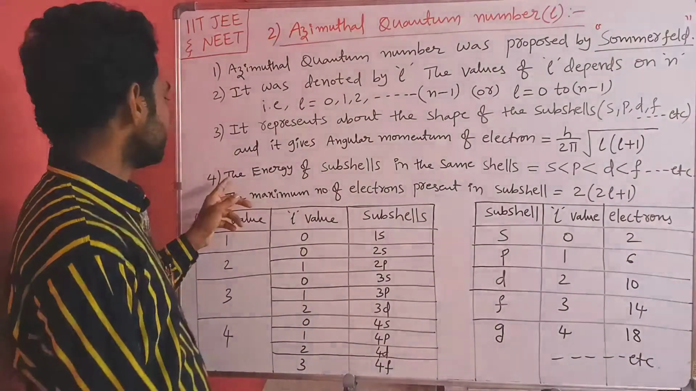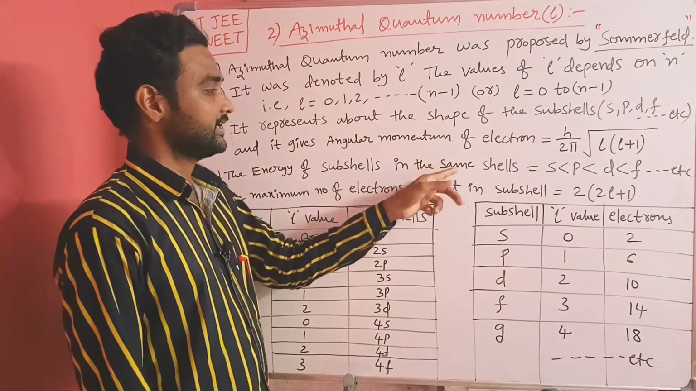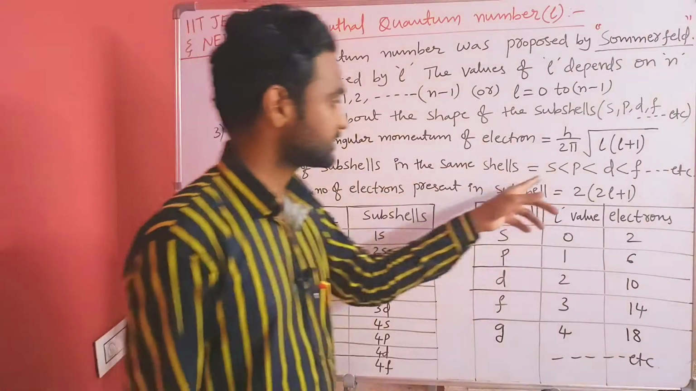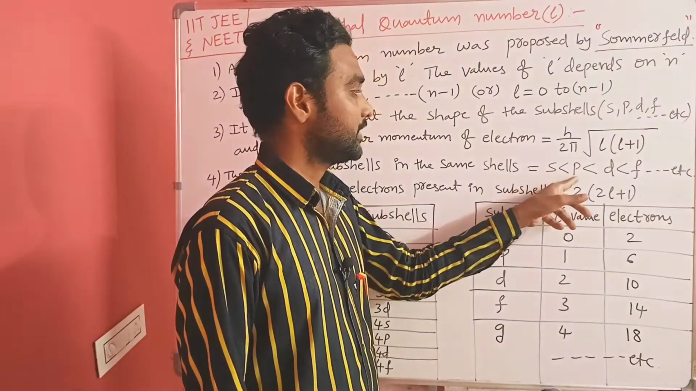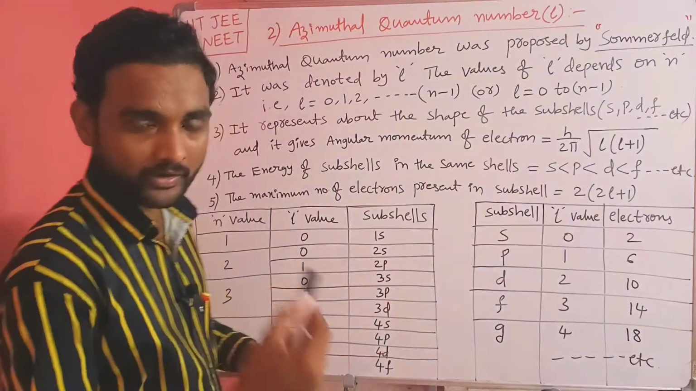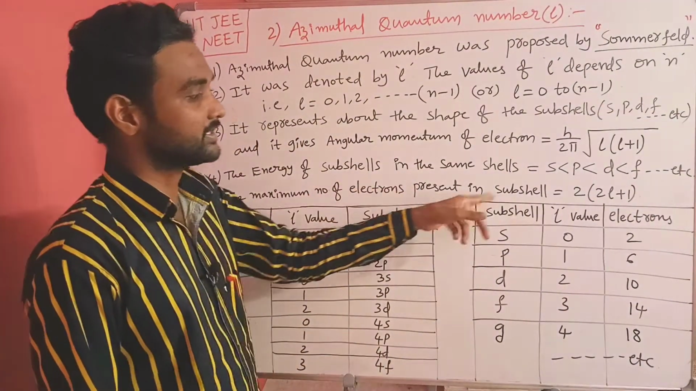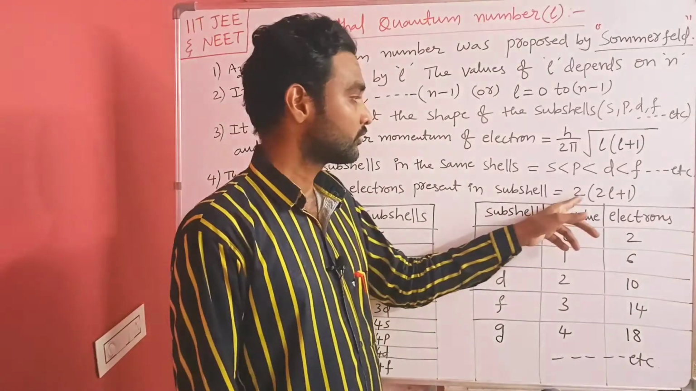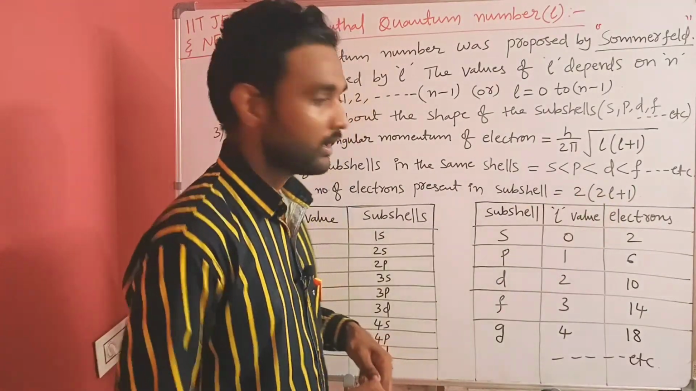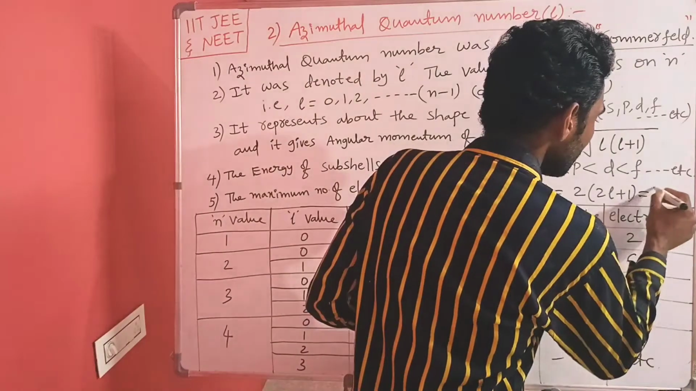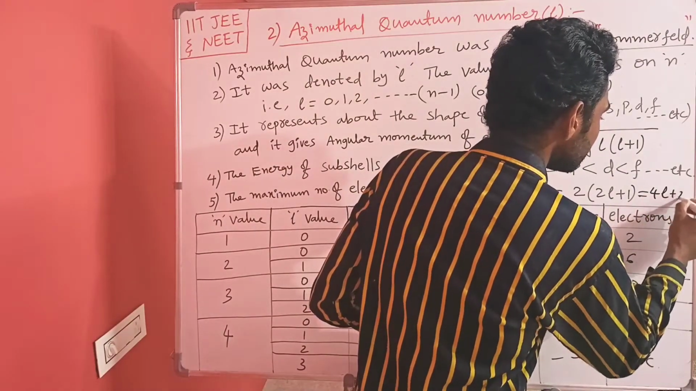Okay. Next, see, the energy of subshells in the same shell, the order is s less than p less than d less than f and so on, etc. This also you have to remember. The maximum number of electrons present in the subshells is given by the formula 2 into (2l plus 1), or it is also equal to 4l plus 2.